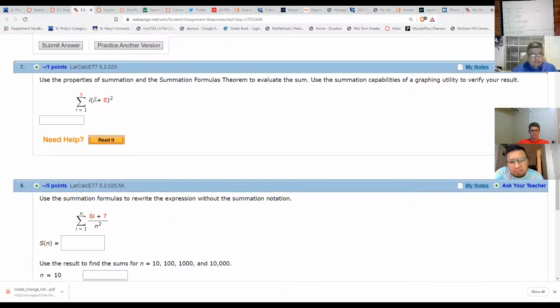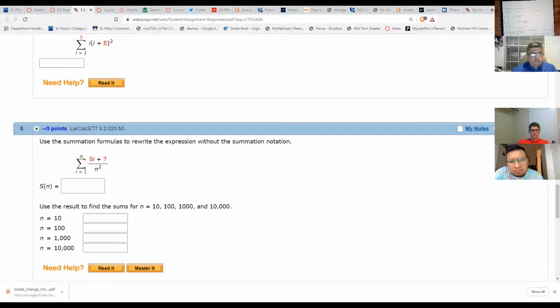Are there any questions on number 7 or number 8? Do you see what they're asking? I see this is the same thing we just did, right? I pulled this out for the front, and then I created one sum for this part and one sum for this part. That's exactly what we did right here on example 3.